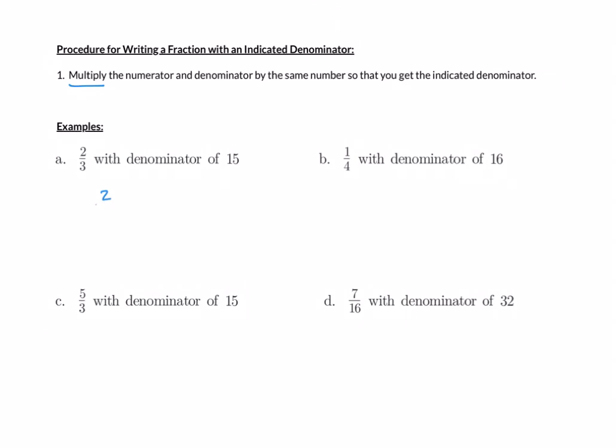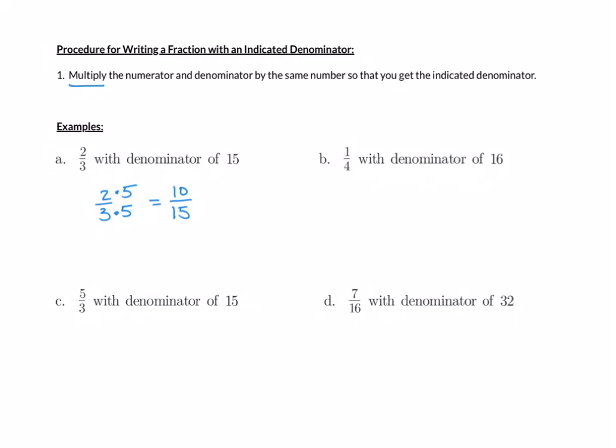Let's start with 2/3. I want to write it with a denominator of 15. So how do I get from 3 to 15? I want to multiply by 5. And whatever we do to the bottom, we do to the top, we get 10 over 15.